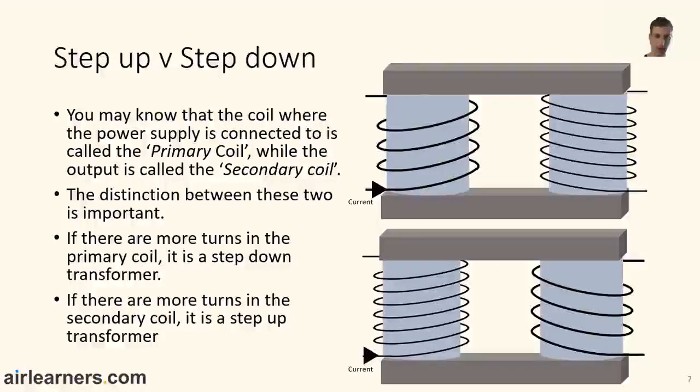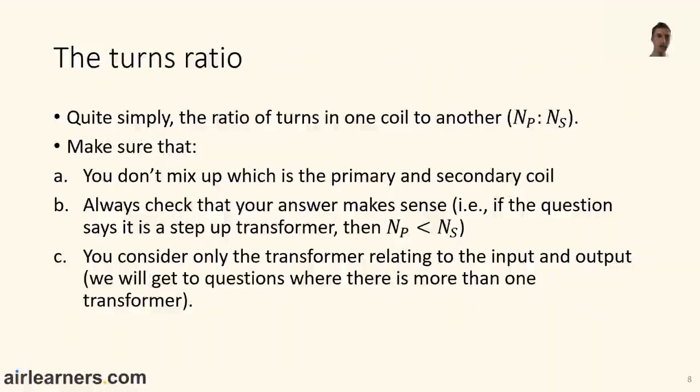When there are more turns in the primary coil, then it becomes a step-down transformer. When there are more turns in the secondary coil, it's a step-up transformer. And when we're talking about step-up and step-down, what we're talking about is actually the voltage. So the voltage will step up, it'll go up in a step-up transformer, and in a step-down transformer, the voltage is going to go down.